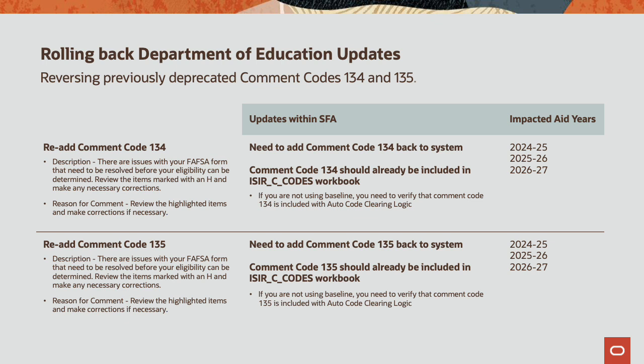After applying the release and downloading your existing configuration, both codes will be included in your ICER C-Codes workbook by default. Baseline configuration will include these comment codes within auto code clearing logic. However, if you're not using baseline, it's important that you verify that these codes are present and properly integrated within your auto code clearing logic. For ICERs loaded with these comment codes after the release, you will now see the related comment code text in the UI, and these codes will be auto-cleared based on your institution's configuration.